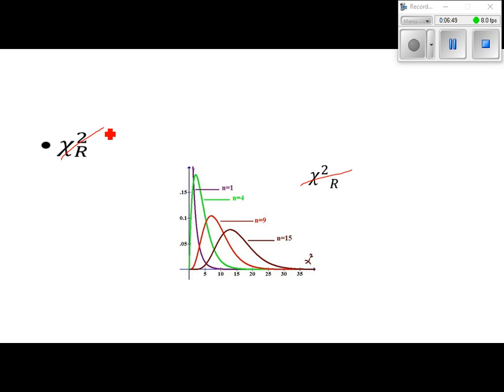Chi-squared graphs are a family of graphs just like the last ones we did. So the smaller your n is, the more it's like straight up and down here. The larger your n is, the larger your sample is, the more it gets spread out.